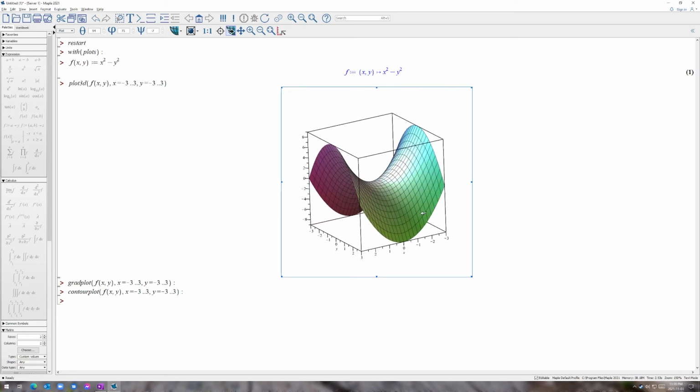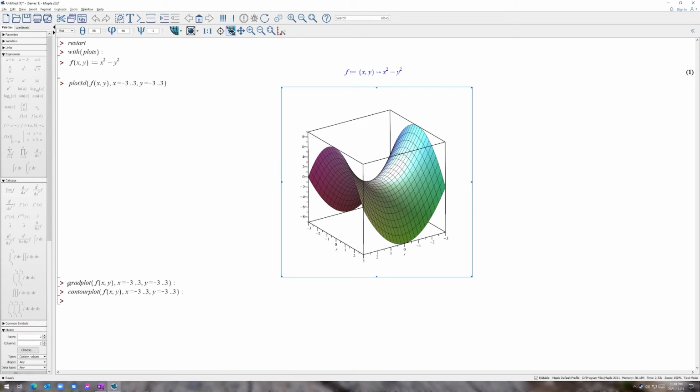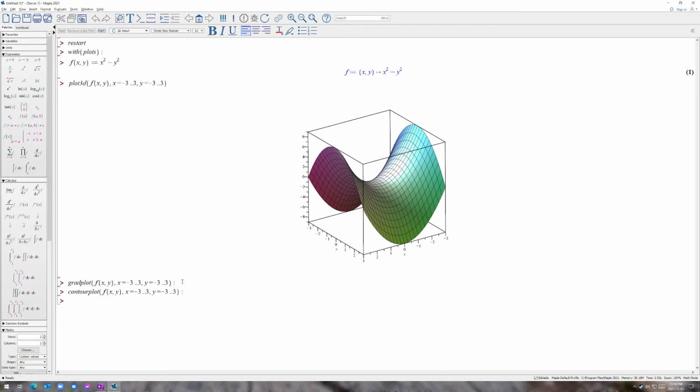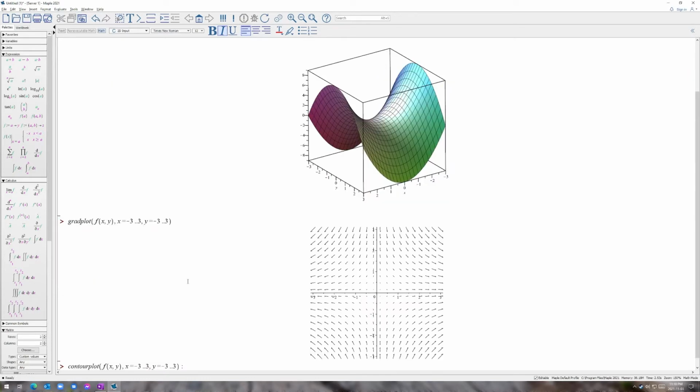Now, in this plots package, we also have a command just called gradplot. You can probably imagine what that does. It just simply plots this vector field corresponding to the gradient of f. And here is that vector field. This is the gradient of f at a very dense looking grid here. This is just going from -3 to +3, and you can see that we're plotting just dozens of arrows across the x-axis and across the y-axis.